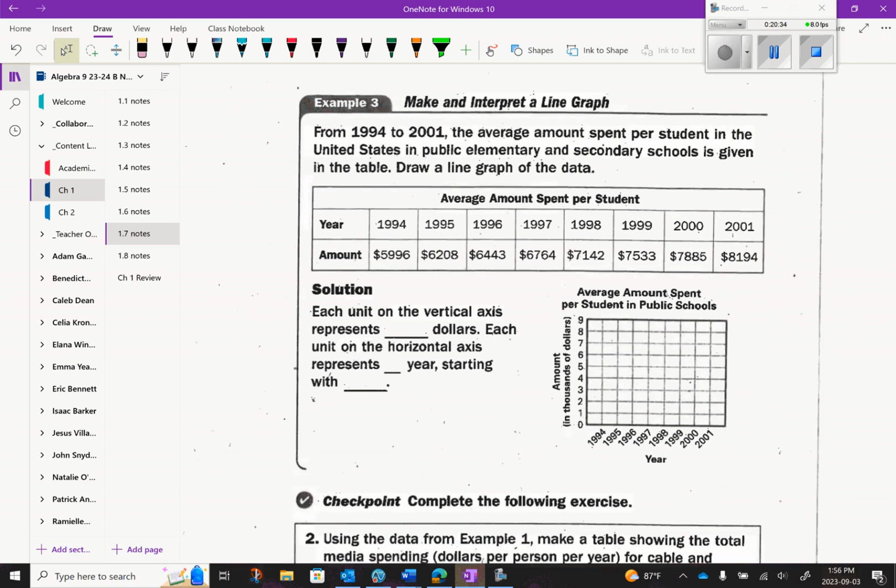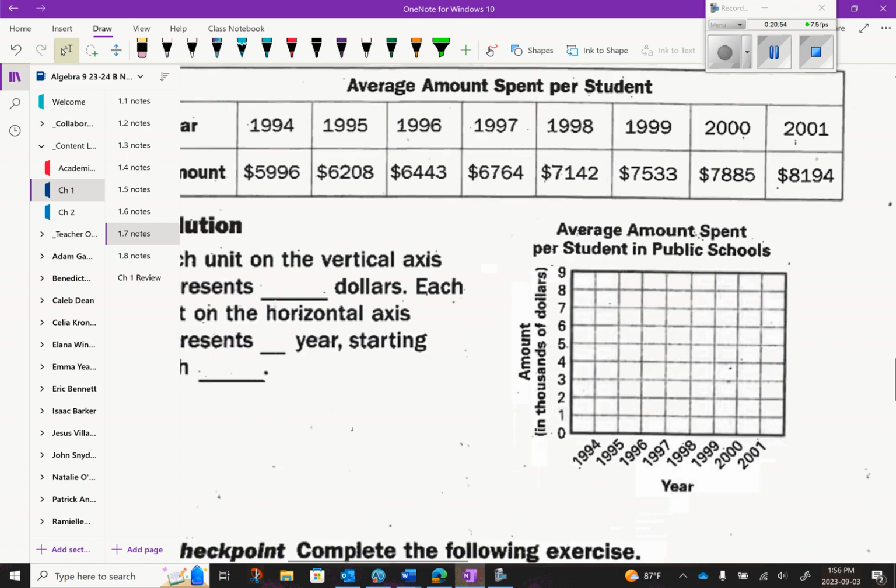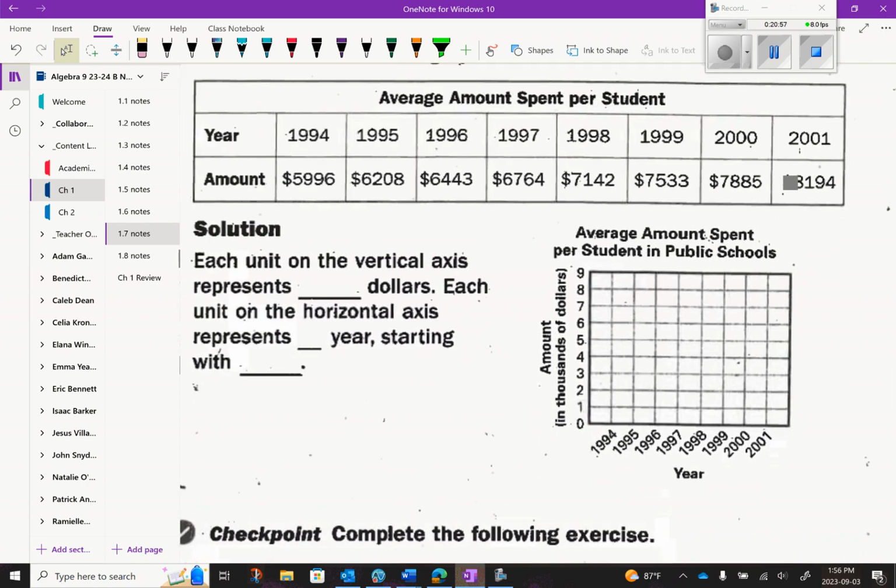Let's talk about line graphs. For example, number 3: in 1994 to 2001, the average amount spent per student in the United States in public elementary and secondary schools, that's you guys, is given in the table. Draw a line graph of the data. They've helped us out: down at the bottom, we already have year labeled. Over here, we already have the amount labeled. Now, first step here is to put some dots on the graph.